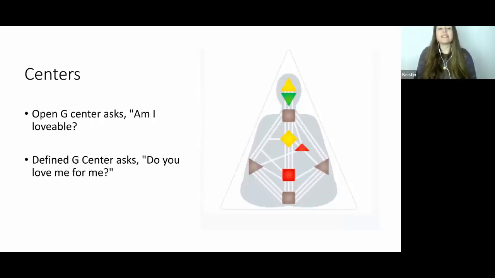Okay. The defined G center, now it stays consistent. It doesn't change its identity based on who it's around or what environment it's in or where it lives. And because of that, the G center, when it's defined, will ask, do you love me for me? Okay.